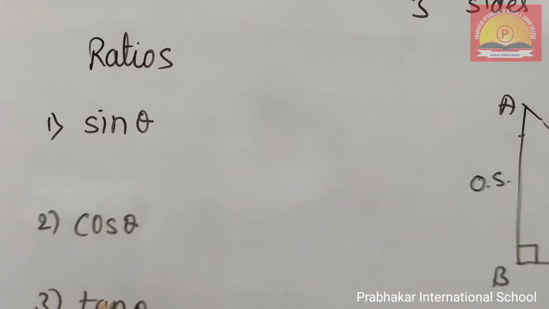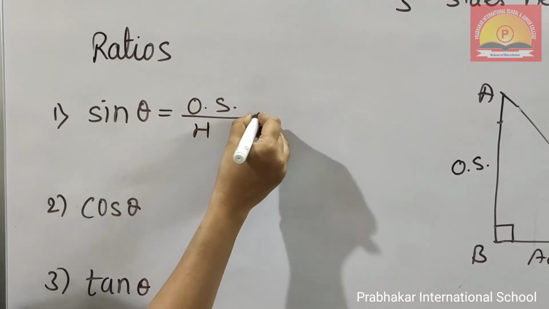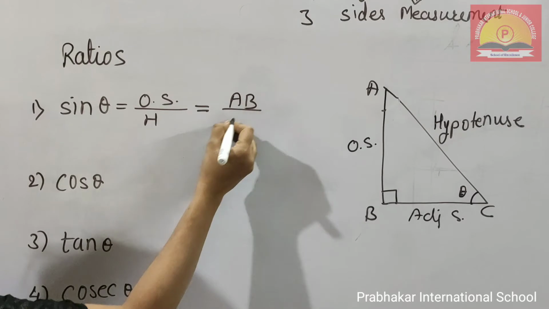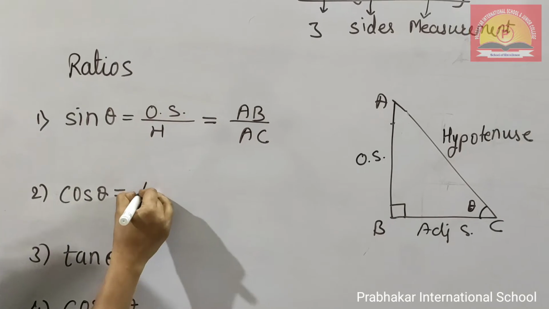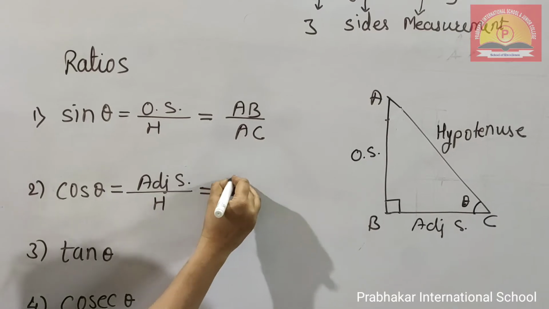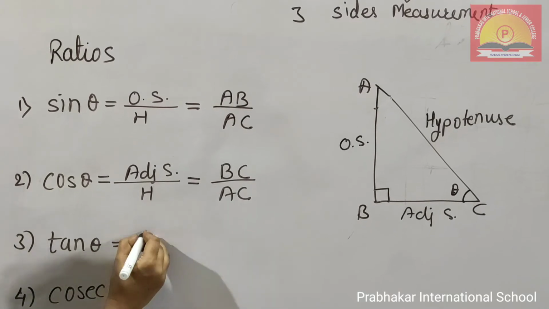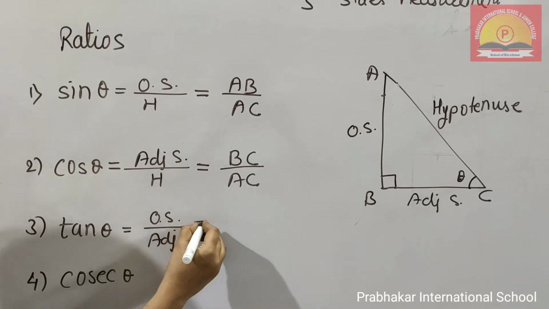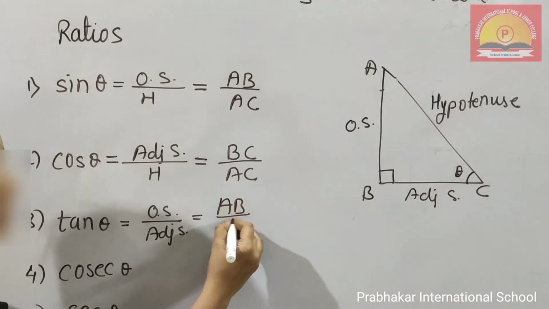First of all we will study sin theta. The sin theta formula we know: opposite side upon hypotenuse. Opposite side for theta angle is AB, so I will write here AB, and hypotenuse is AC. Then cos theta equals adjacent side upon hypotenuse. So adjacent side is BC upon hypotenuse AC. Then tan theta equals opposite side upon adjacent side. So the opposite side of theta is AB and the adjacent side is BC.